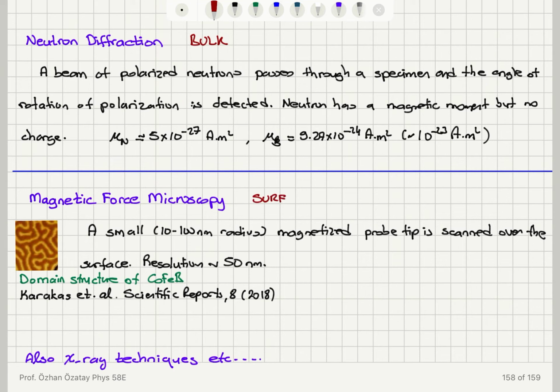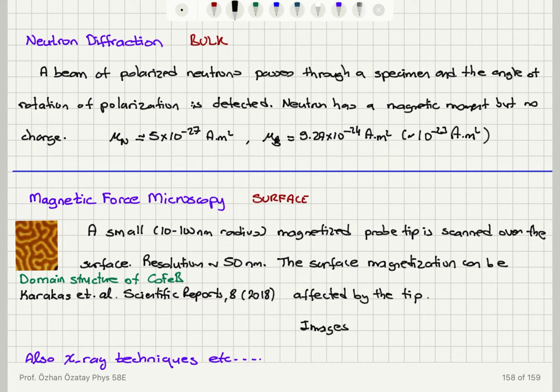Once again, this is a surface measurement. The surface magnetization, however, can be affected by the presence of the tip. So we have to be careful in using a low moment tip. The surface magnetization can be affected by the tip. So this is a potential problem.